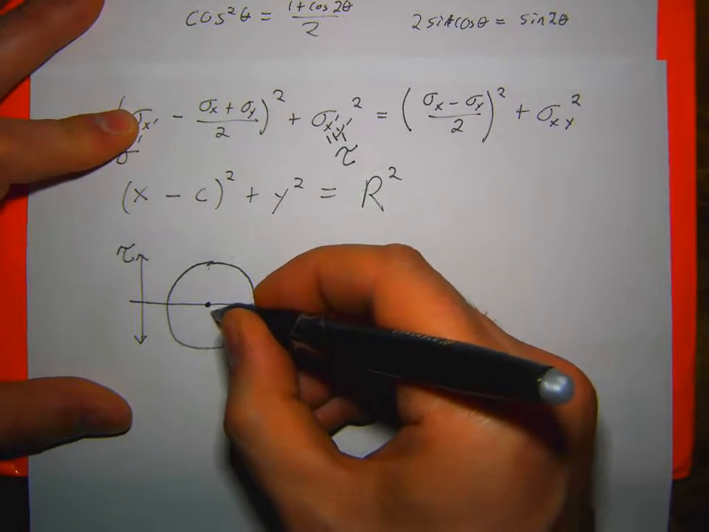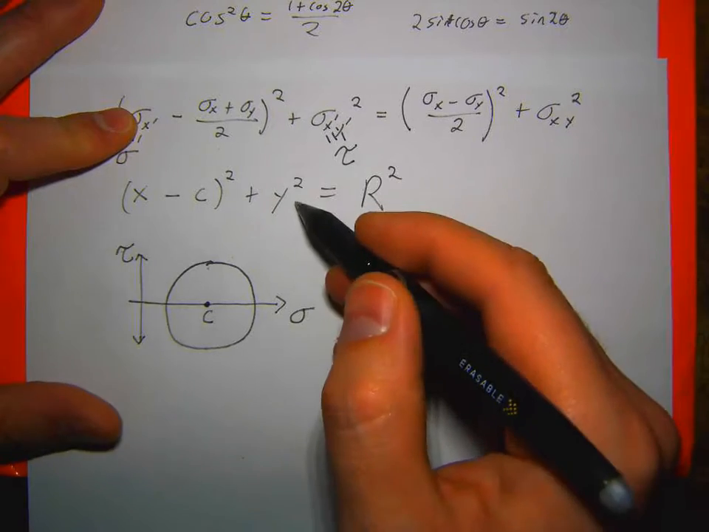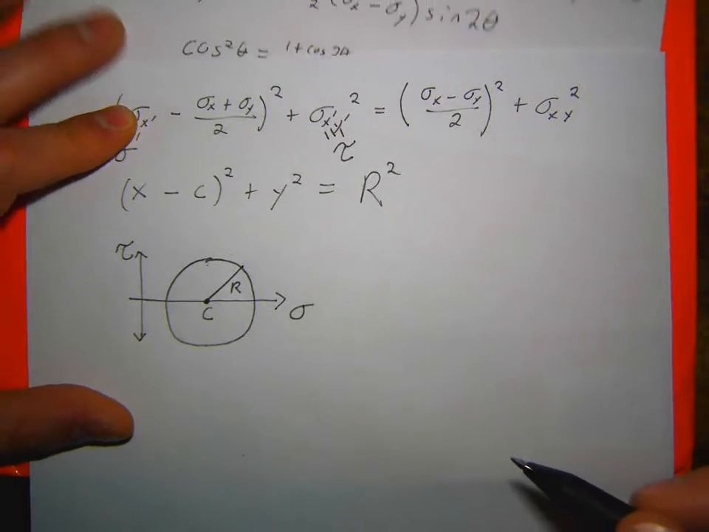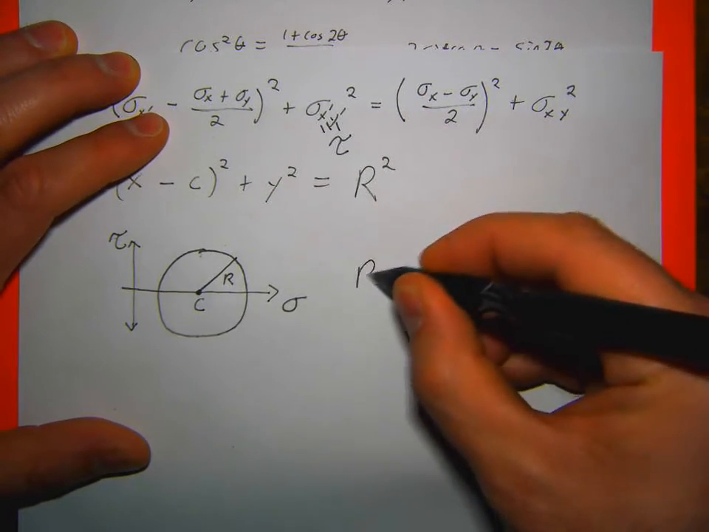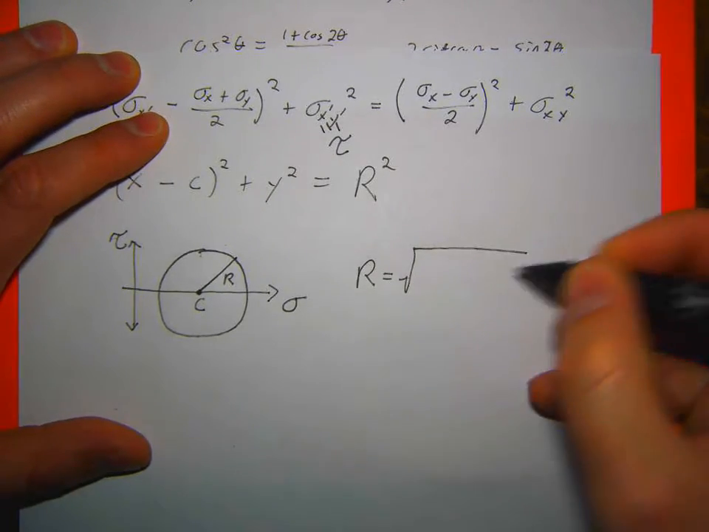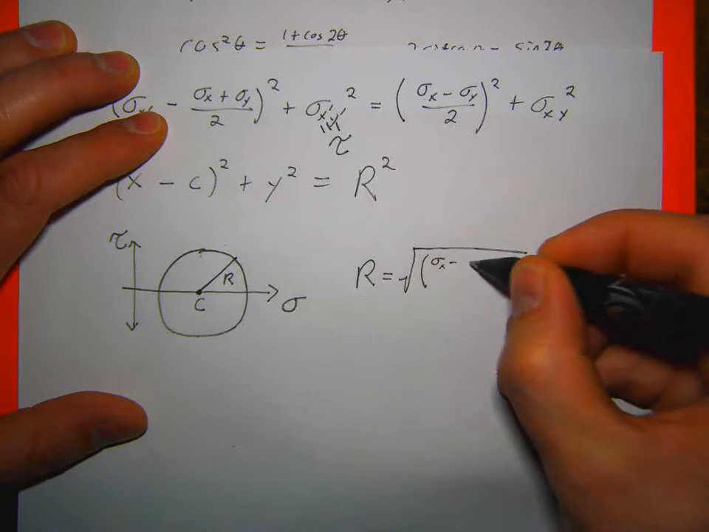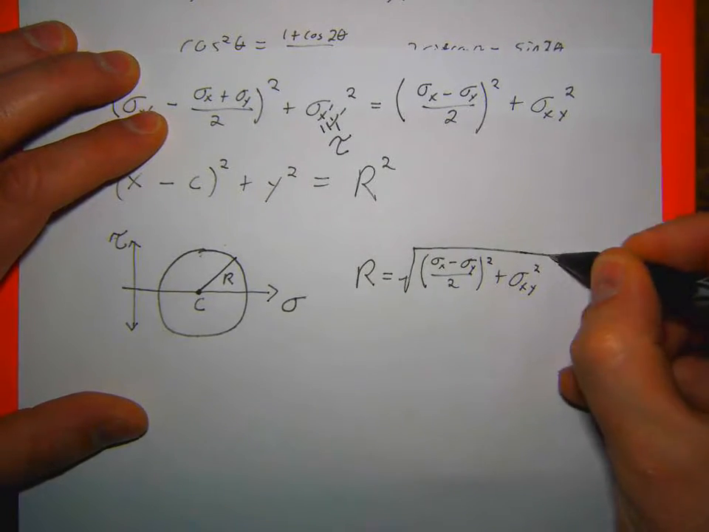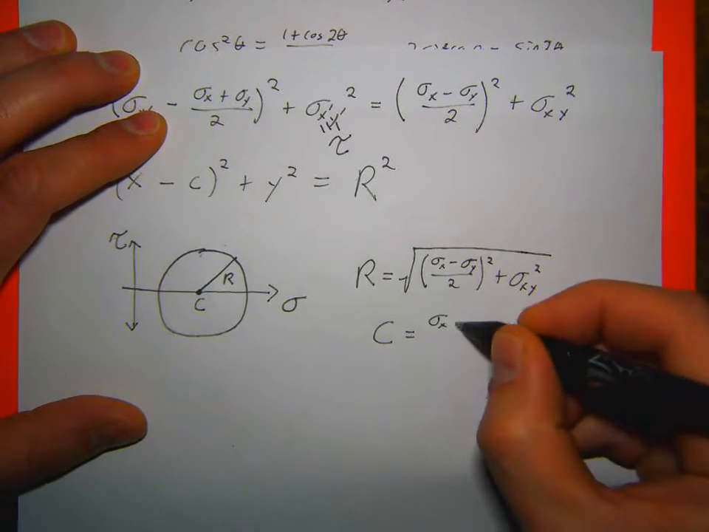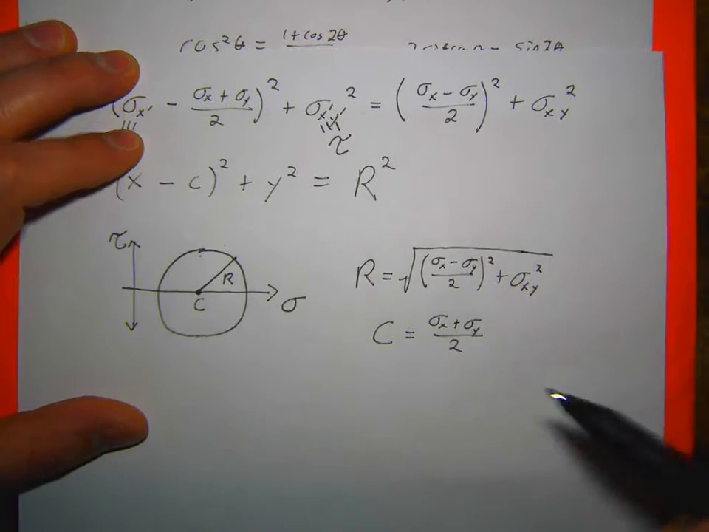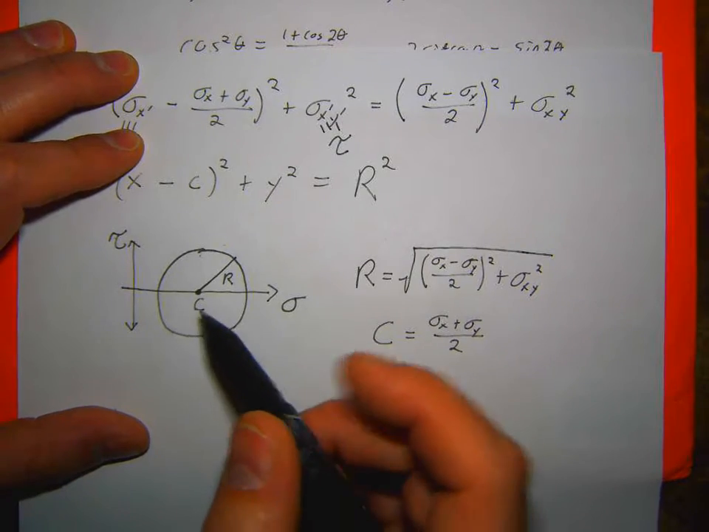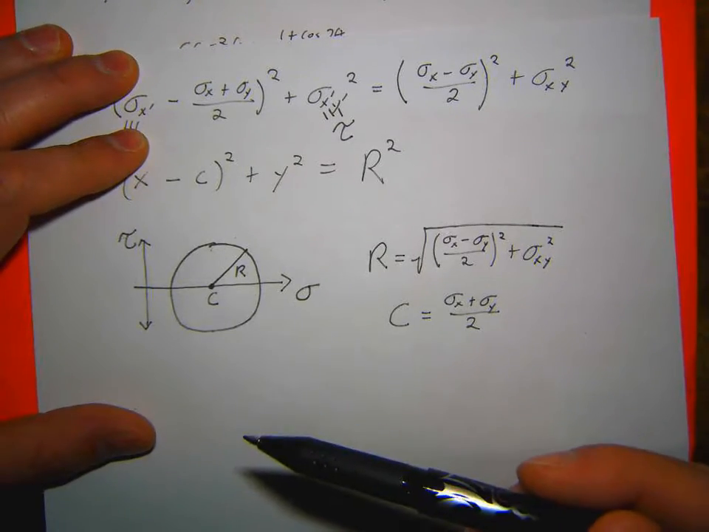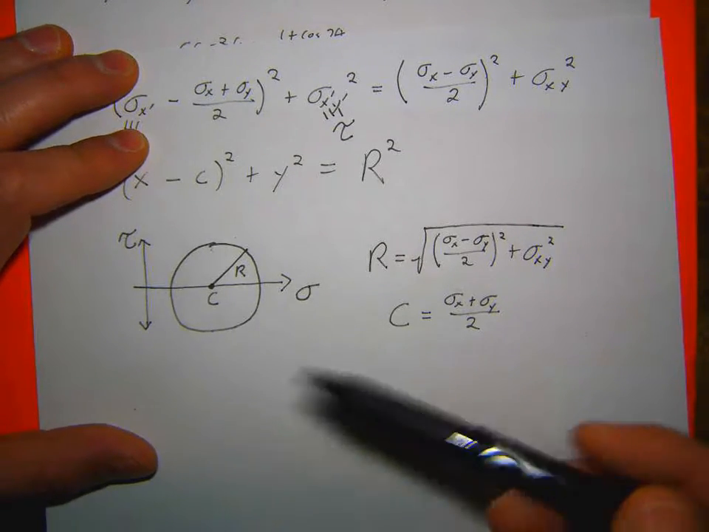Somewhere in space is my center. I don't have anything added to the y, so it's on the axis. And I have some radius for that circle. That radius is the square root of ((sigma x minus sigma y)/2) squared plus sigma xy squared. My center is (sigma x plus sigma y) over 2. And now, instead of using the long, ugly math equations to figure out transformations, I can just use geometry. That's the advantage of doing this.